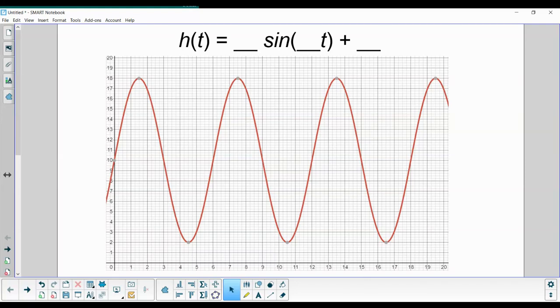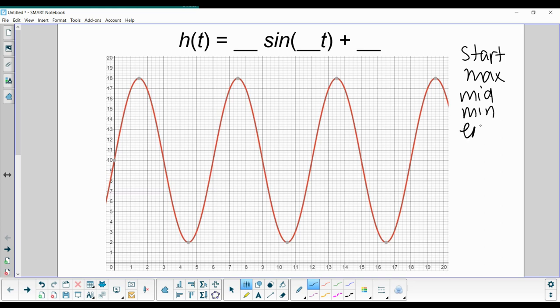Okay, so this is a reminder of how to find all of the parts of a function from the graph. So we know that we're looking at a Ferris wheel and we're looking at when it starts, when it reaches its max. So we have our start, max, mid, min, and when it ends. So we know that we always start at time of 0.